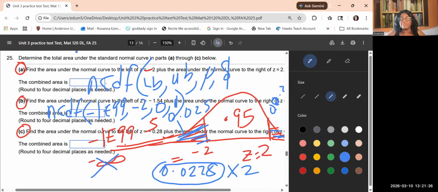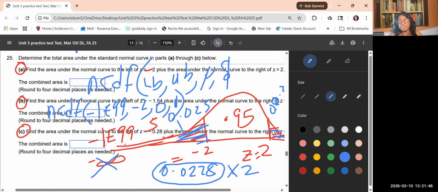Why do you multiply by 2? Because you're told to find the area to the right of 2. The area to the right of 2 and the area to the left of -2 are equal. The normal curve is symmetrical.